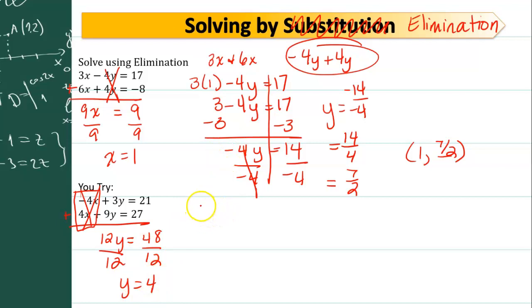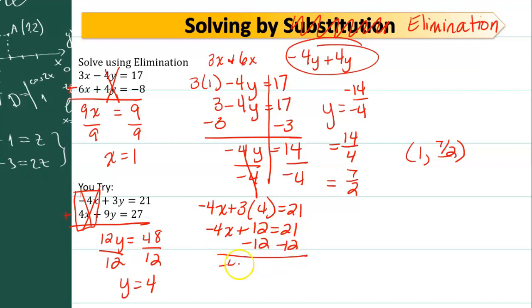I'm going to replace, in either one of these equations, y with 4. So that becomes -4x plus 3 times what would have been y, but now y is 4. So -4x plus 12 equals 21. Subtract 12 from each side. So -4x equals 9. Divide both sides by -4. The negatives don't cancel out, and -9 over 4 cannot be reduced, so we just leave that. So my answer is (-9/4, 4).